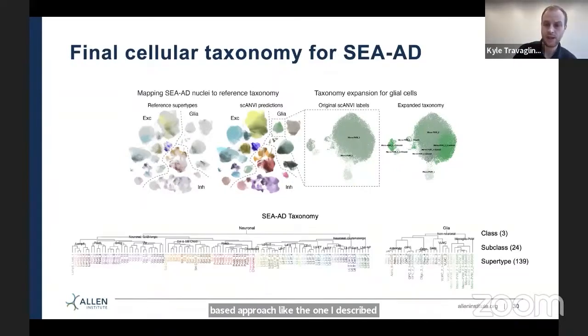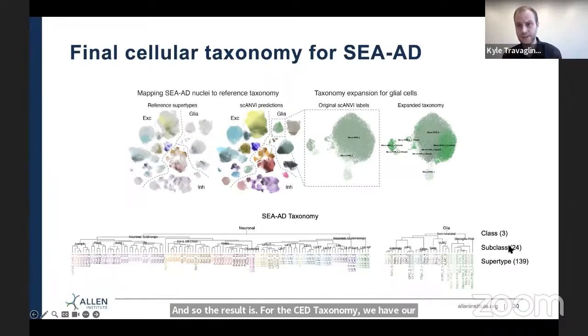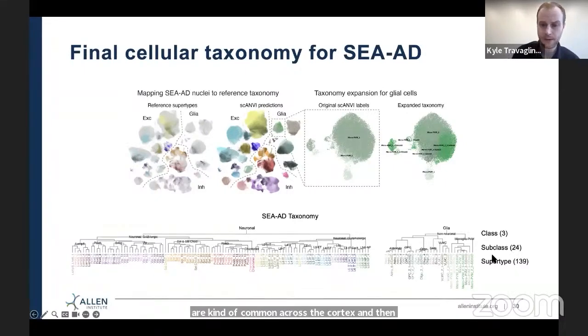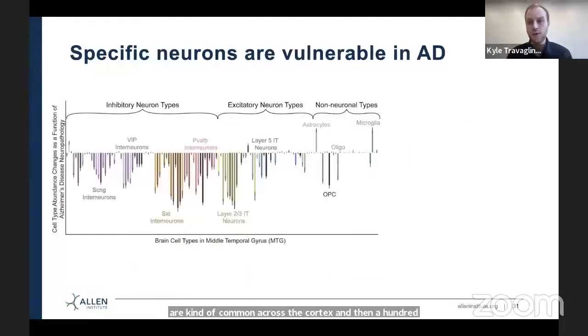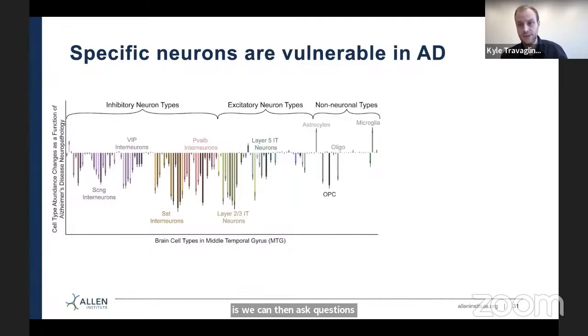And so the result is, for the CAD taxonomy, we have our class level labels: inhibitory neurons, excitatory neurons, and then non-neuronals, the 24 subclasses that are common across the cortex, and then 139 supertypes. The reason why mapping to the reference is so powerful is we can then ask questions like, which neurons are specifically vulnerable in disease? So which, as a function of disease, do we preferentially lose?